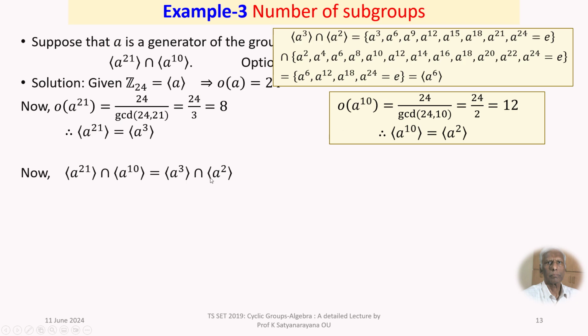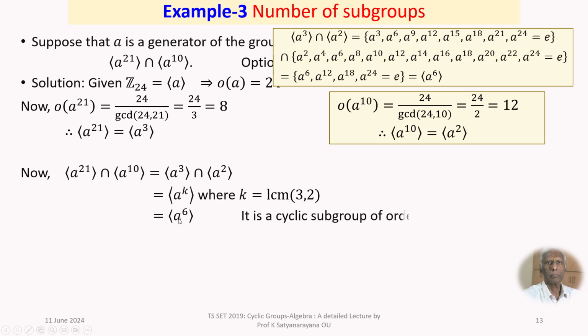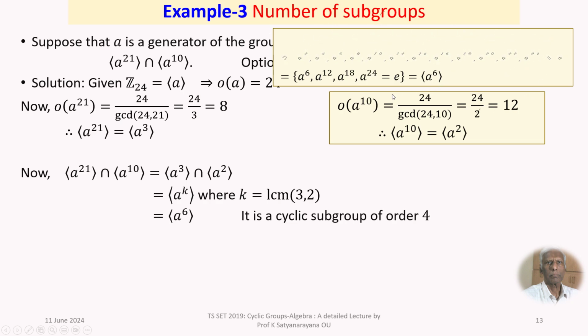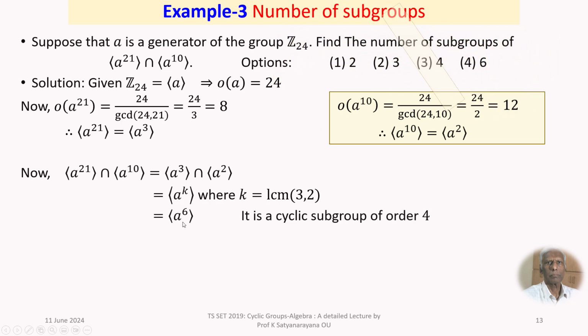But I will show you, I have a formula that I can use. It is the cyclic subgroup generated by a power k, where k is the LCM of 3 and 2. What is the LCM of 3 and 2? It is the cyclic subgroup generated by a power 6. You got that also. And this cyclic subgroup generated by a power 6 is a cyclic subgroup of order 4. Correct. Order 4.